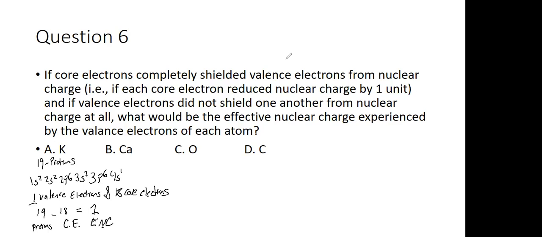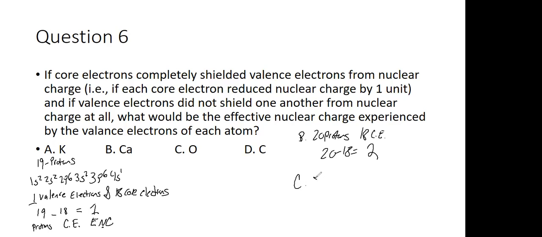So looking at calcium, for example, it has 20 protons and it has 18 core electrons. 20 minus 18 is an effective nuclear charge of 2. And to figure out it has 18 core electrons, you have to either figure out how many valence electrons there are and back calculate from that, or you can just write out the full electron configuration.